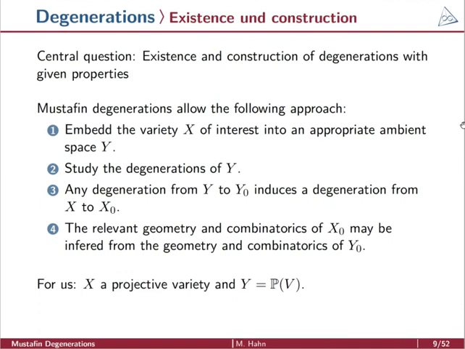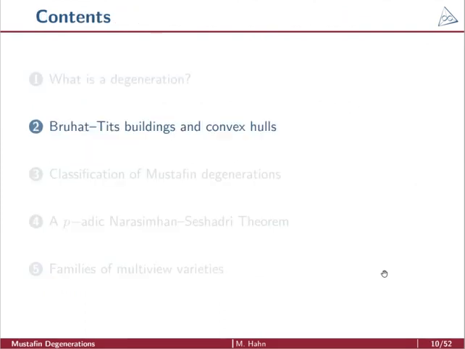And for us, this y is always going to be the projective space, and x is going to be a projective variety. Just because I don't know what the audience is, the projective space associated to a vector space is simply the set of all lines through the origin in that vector space. Okay, so I hope everybody has an understanding of what a degeneration is, or at least an idea what these degenerations are supposed to do.